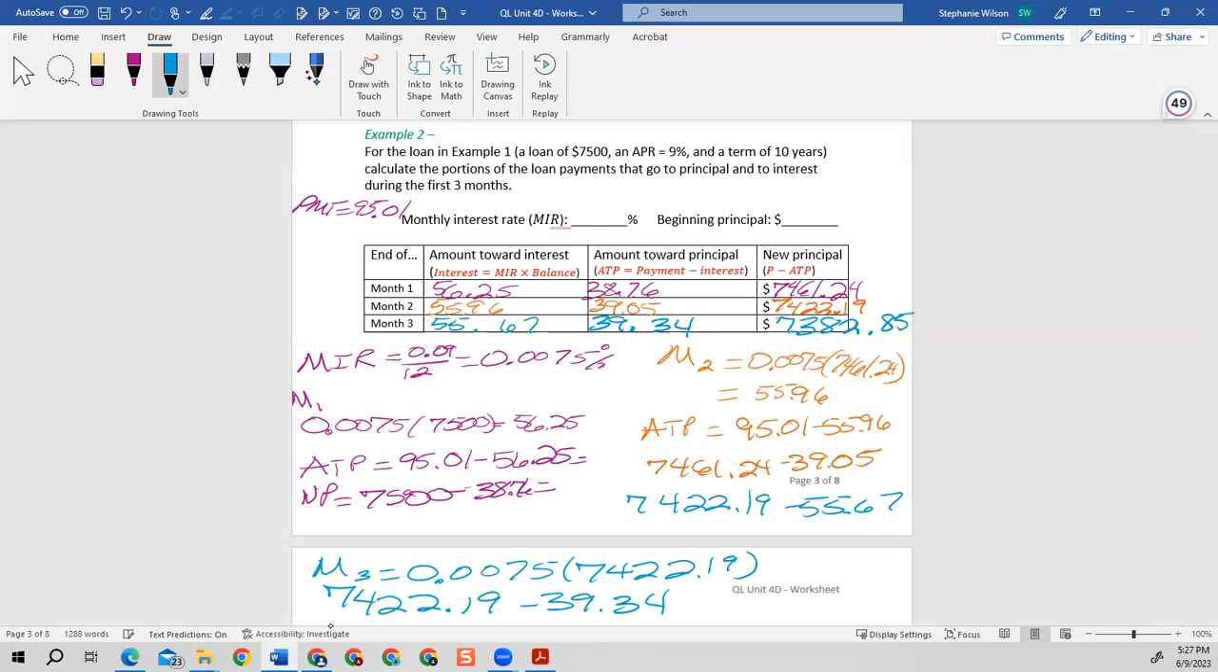7382.85. So you notice that the principal is smaller than the interest you're paying. So it's very important to be aware of what your agreement is. Okay. Let's move on.